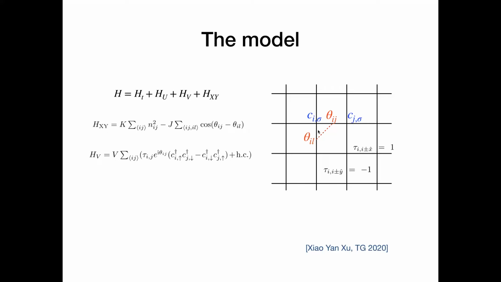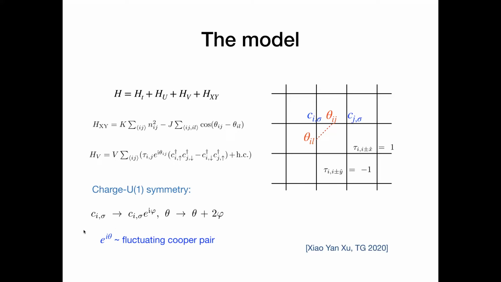And then you couple this theta variable to a fermion bilinear, which is essentially just the d-wave order parameter. One way to think about this theta variable is that e to the power i theta is like a fluctuating Cooper pair. That's one way to think about this.